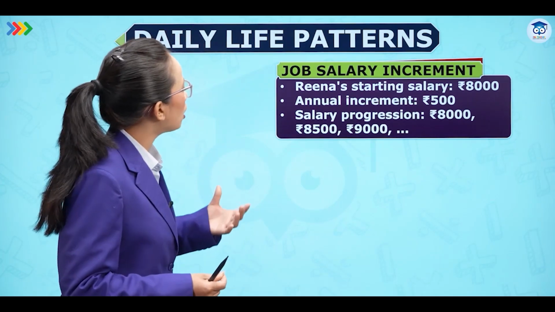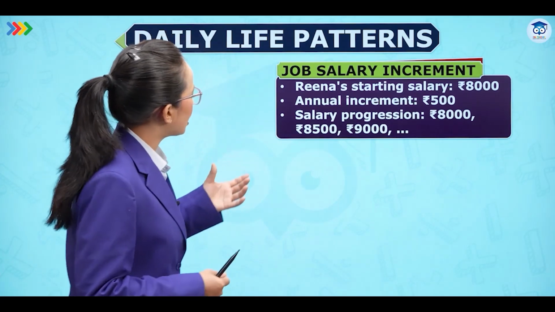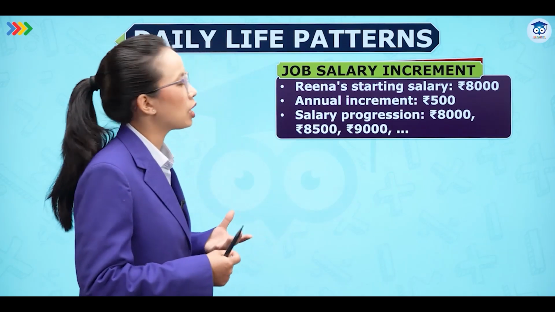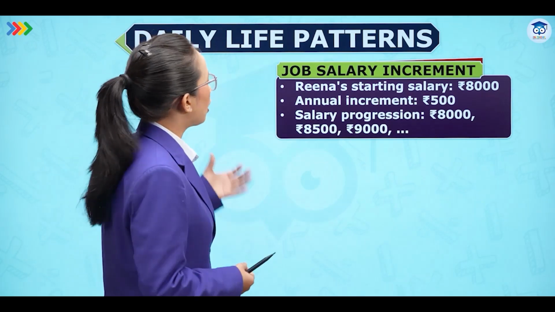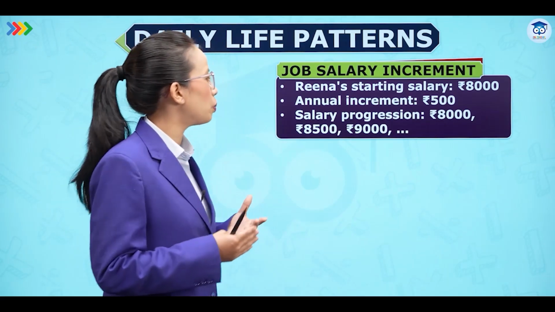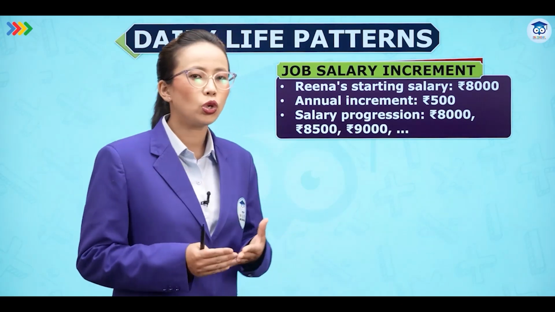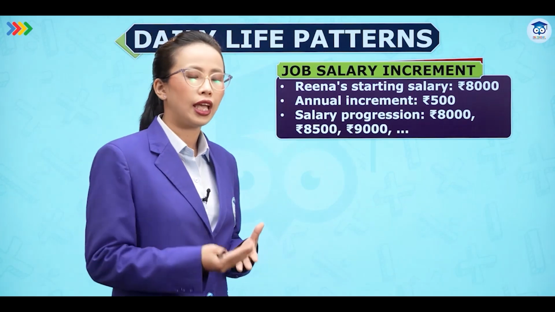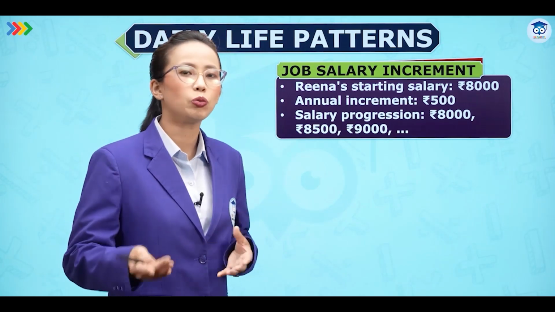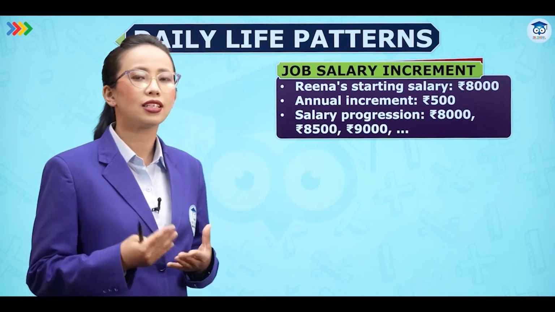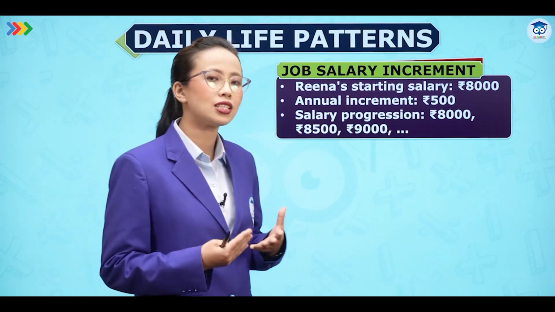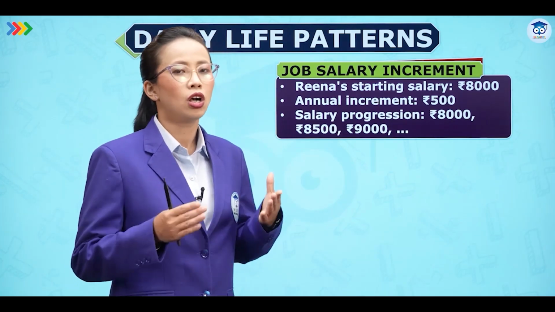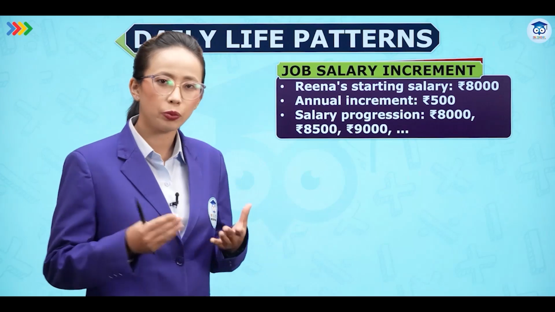Here in this example of job salary increment, Rina's starting salary is, suppose, 8,000, and in every annual increment, suppose he is getting 500. So it will increase by 500. The next year income will be 8,500 and then the next year will be 9,000, right? Like this, the increasing amount is the same. Such a pattern of numbers is known as arithmetic progression.